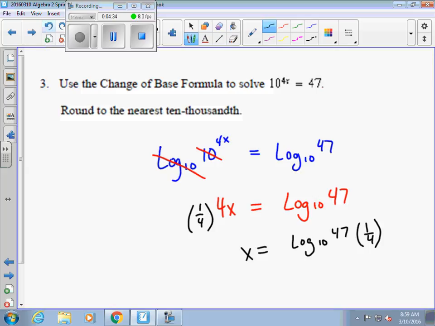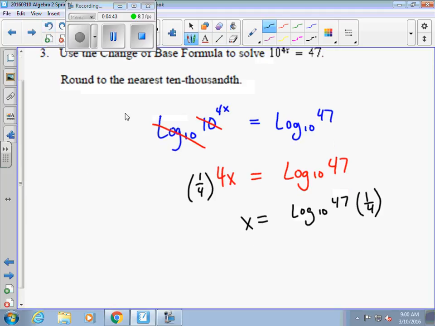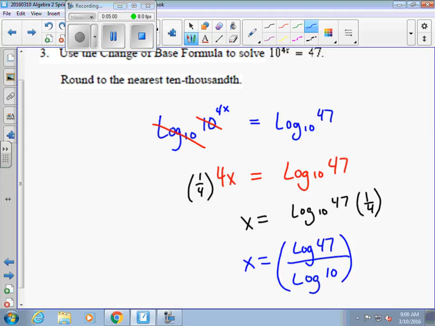Since it is a common log like 10, you actually don't have to use the change of base like it tells you to. But if it were any number besides 10, you would. So we're going to do it as if it were a different number, because it's not going to change what we're going to get. X is equal to, you're going to punch it in just like this, log of 47 divided by log of 10. So all of that times 1 over 4.